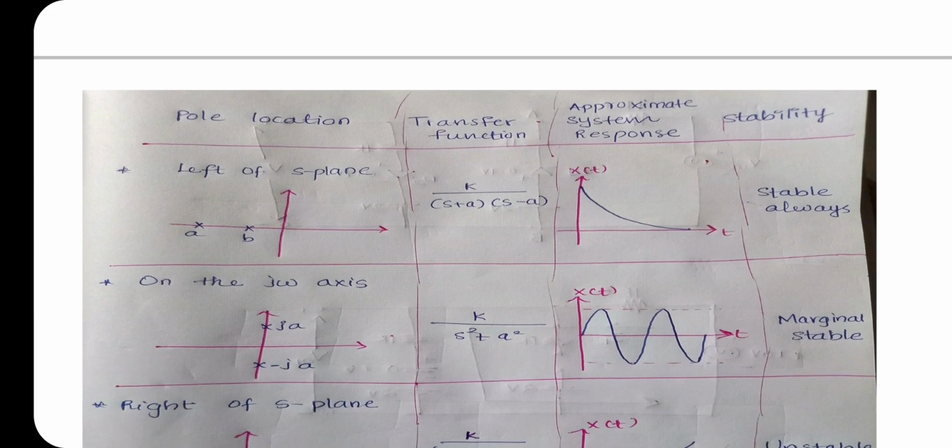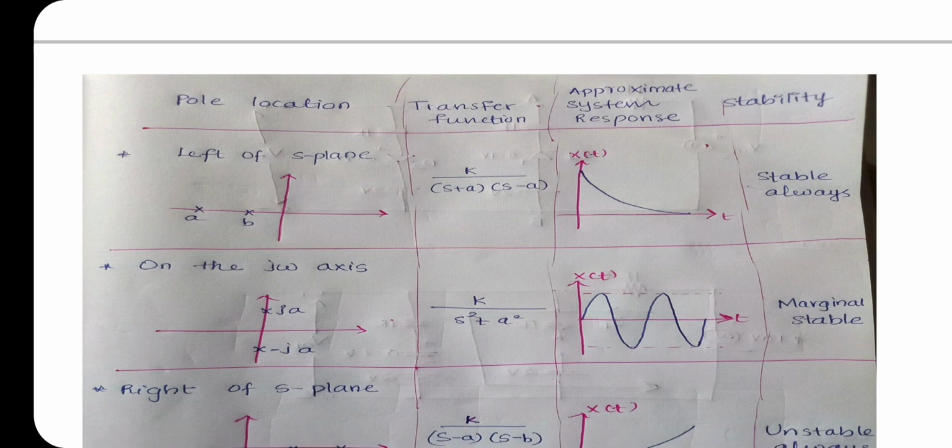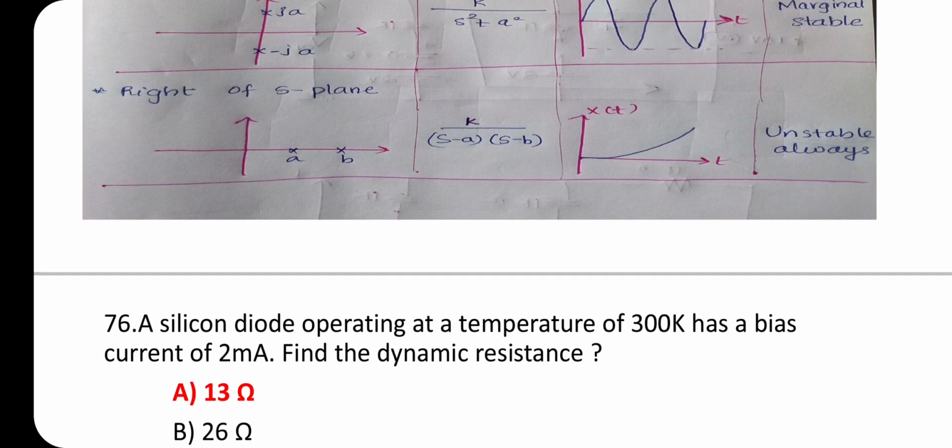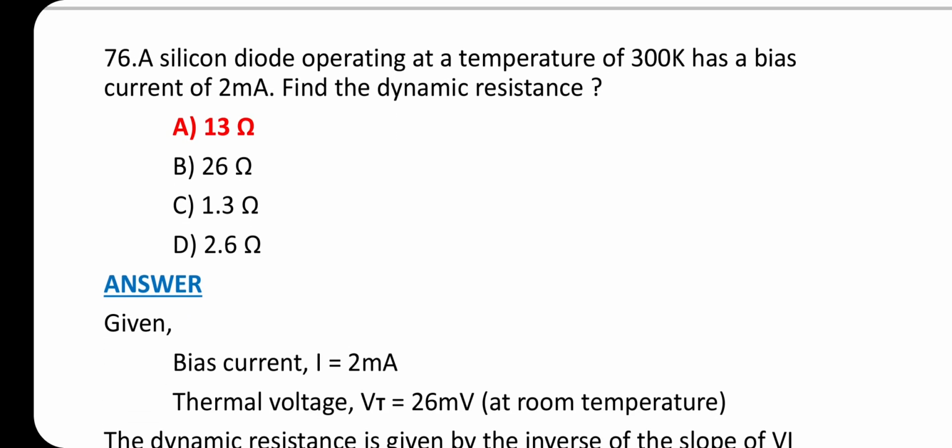Consider some cases. That is, if pole location is left of S-plane, transfer function is k by s plus a into s plus b. Approximate system response is like this, that is decaying. Stability is always stable. And if the pole location is on the j omega axis, transfer function will be k divided by s square plus a square, and the system response is like this, and the system is marginally stable. If the pole location is right of S-plane, the transfer function is k divided by s minus a into s minus b, and the system response is increasing. It is unstable always.